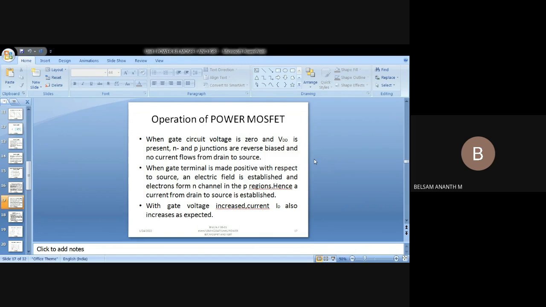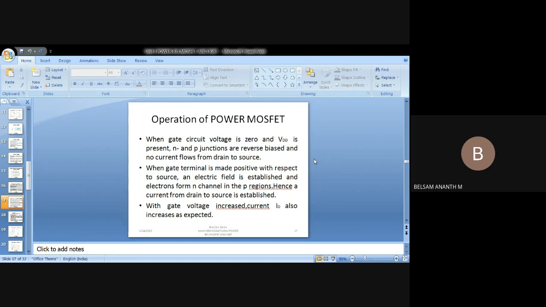And operations, there are two sets of operations you will have: transfer characteristics, and drain characteristics or output characteristics. So here, if your gate circuit voltage becomes zero, obviously what will happen? The drain voltage will be present, because I told you earlier about two sets of voltages, right? One is the gate source voltage and another one is the drain voltage. That means if you make the gate source voltage zero, automatically the other voltage source will be present. Therefore, your N and P junctions are reverse biased. No current will flow from drain to source.